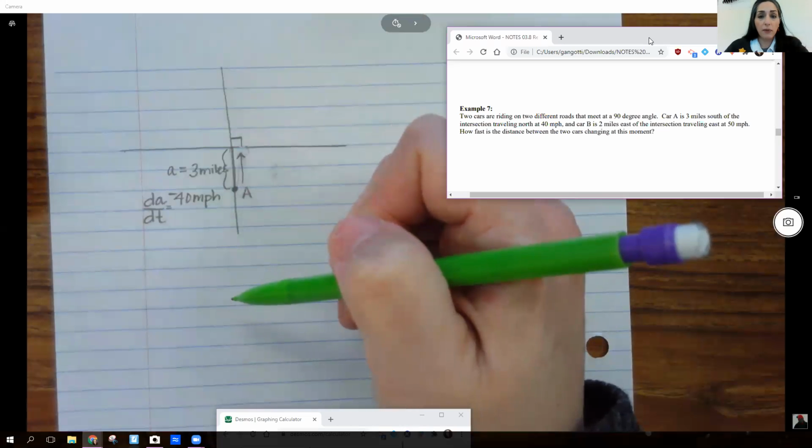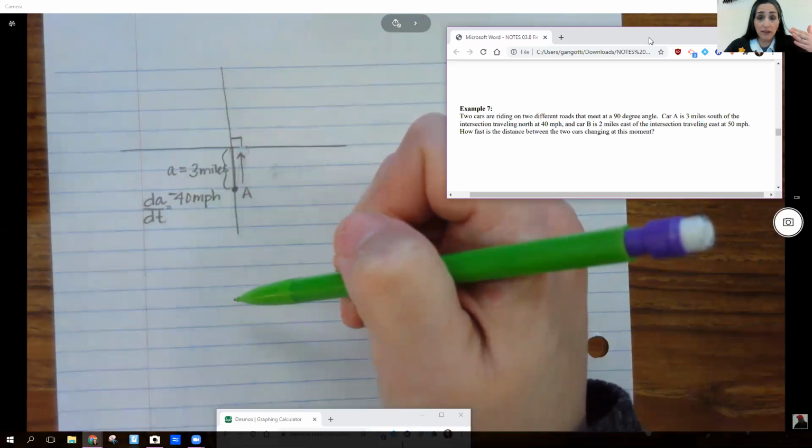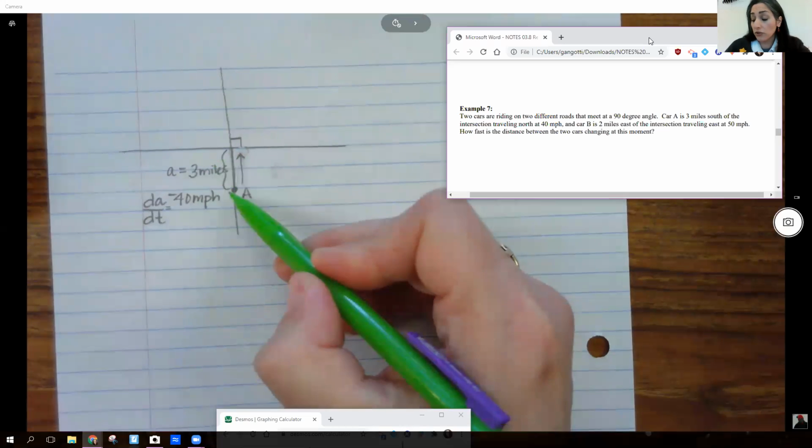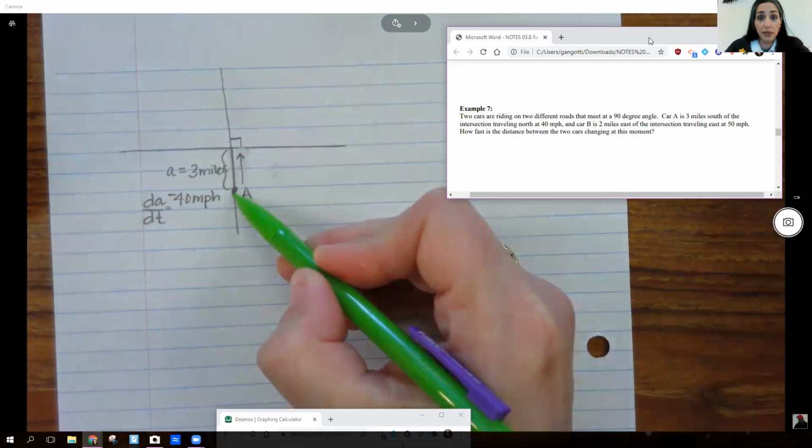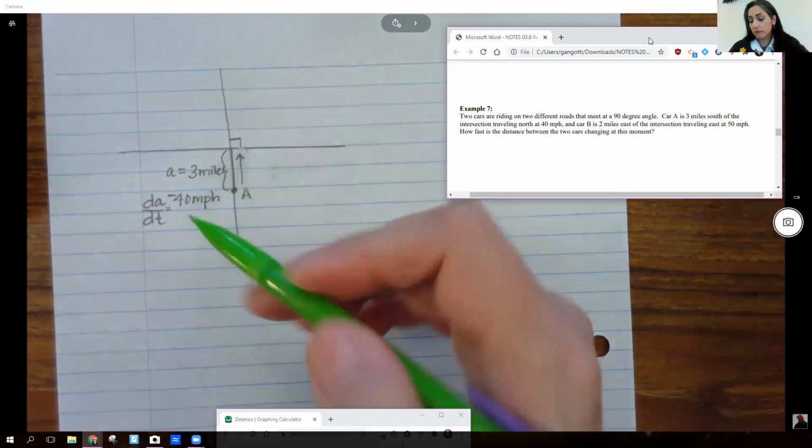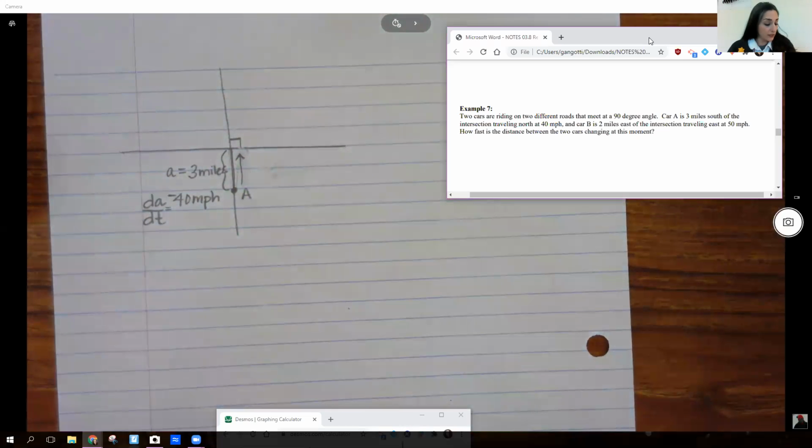Are we okay with that? We got that? Any questions about that? Because notice they don't tell you to put negative in there. You have to think about it, and you have to put your own negative in there with regard to where the car is placed and where it's going. Okay, I'll let that sit for a little bit.